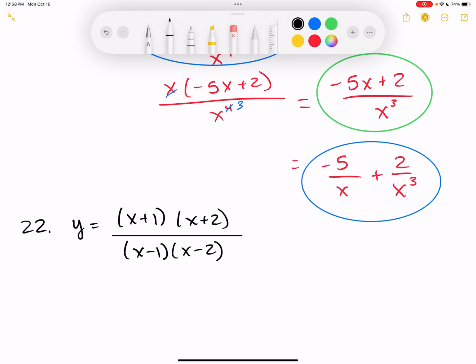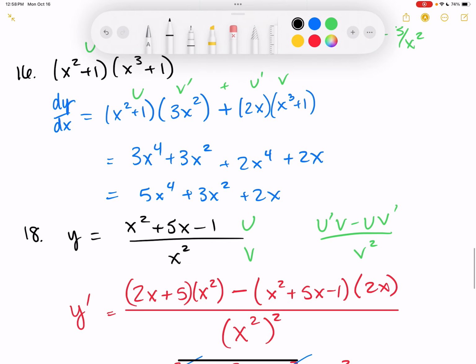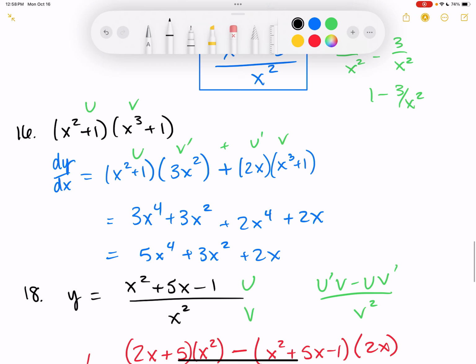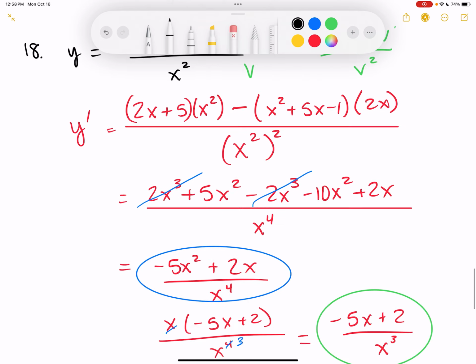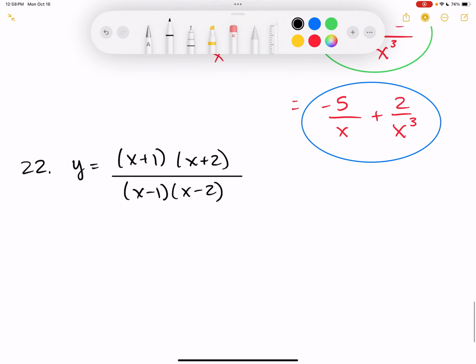Oh, that sounds terrible. Up here, I said we could have multiplied this through and then taken the derivative, which would have made our derivative easier, but it would have made a lot more math. In this situation down here, you're going to prefer to FOIL it, because otherwise there's a lot more calculus involved and a lot more room for error.